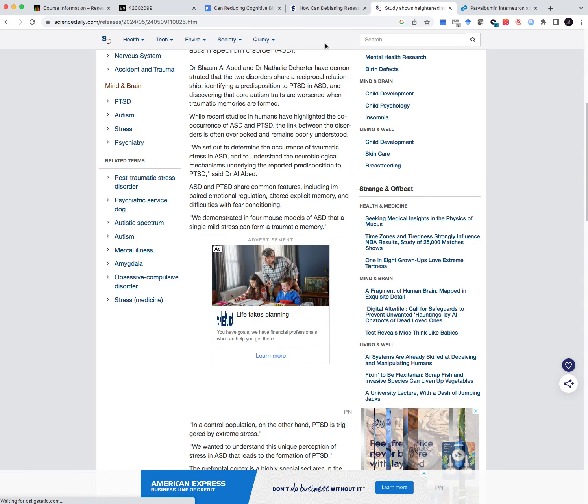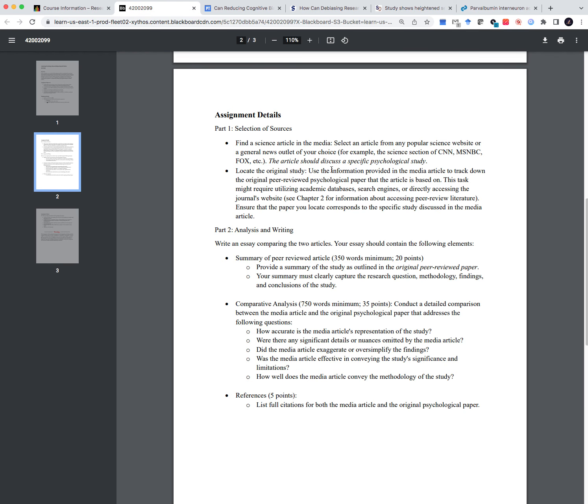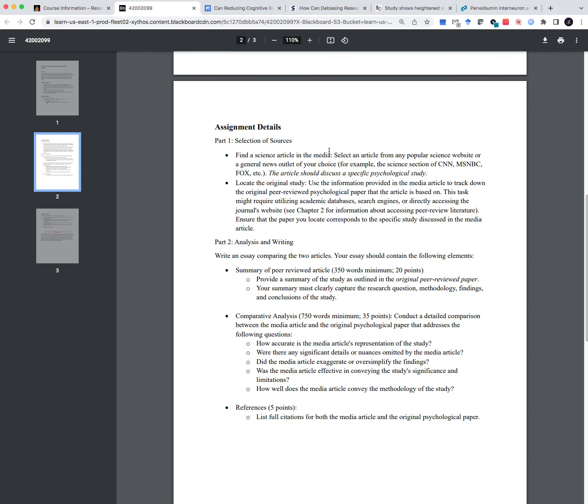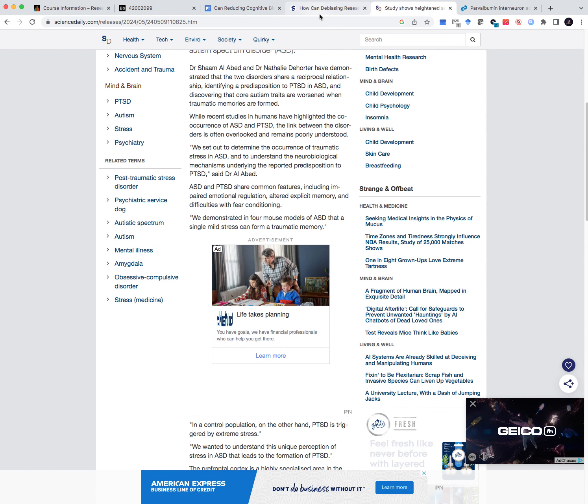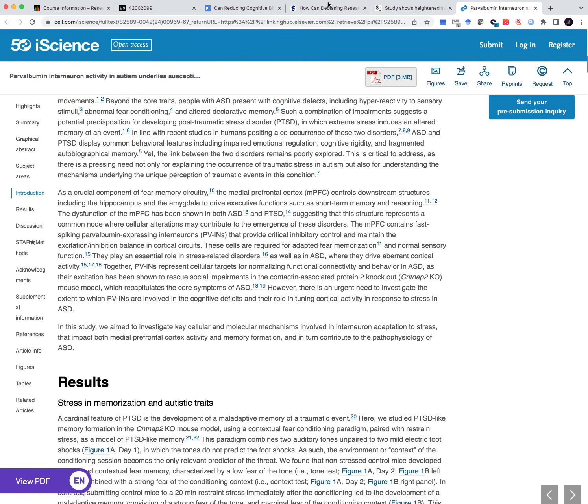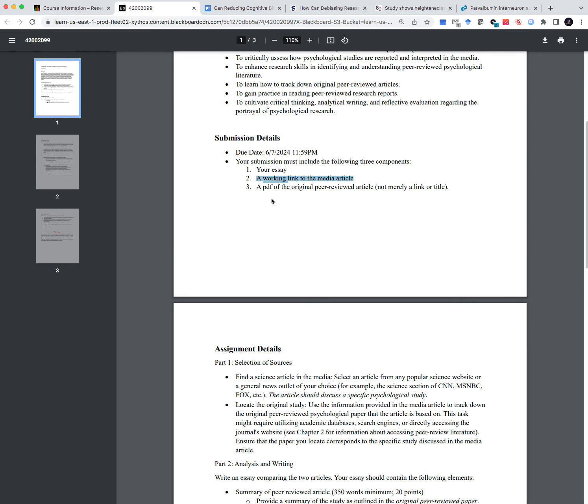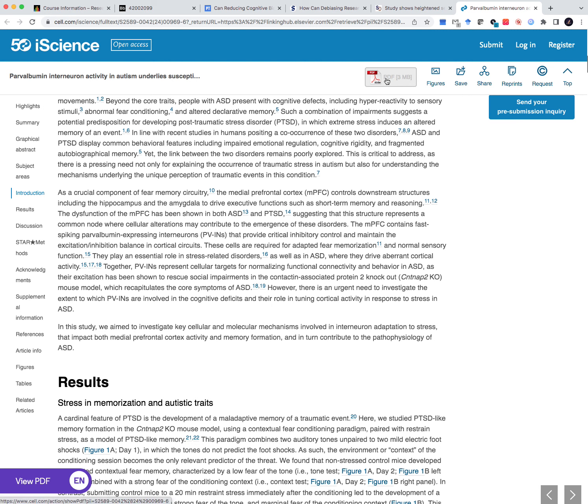Okay. So now that satisfies part one, selection of sources. Okay. And now you understand this part here. So in the submission, in addition to your essay, a link to the media article, that will be this link, and the PDF of the original peer-reviewed article, not merely a link or title. So you would download a PDF and upload this with your submission. Okay.